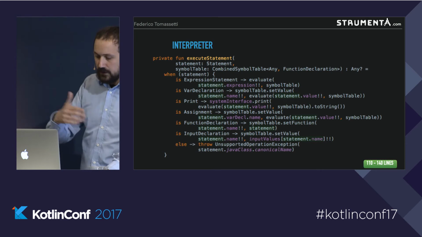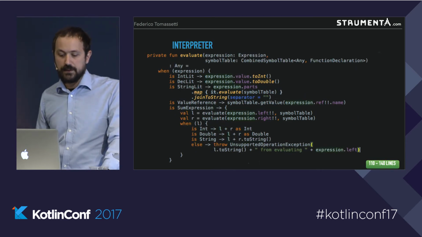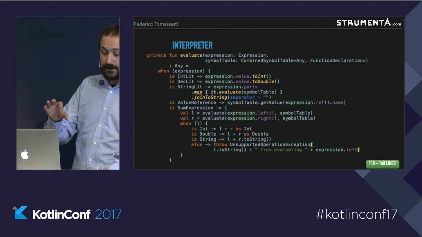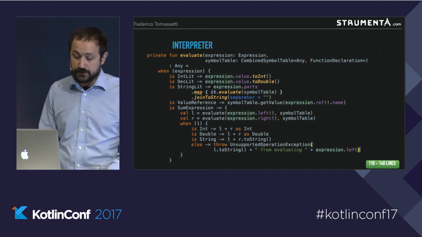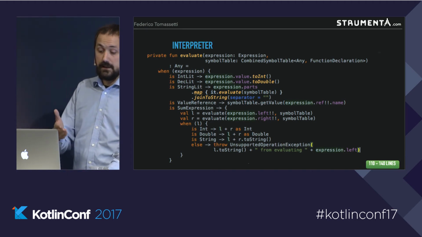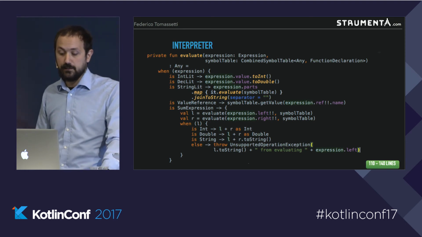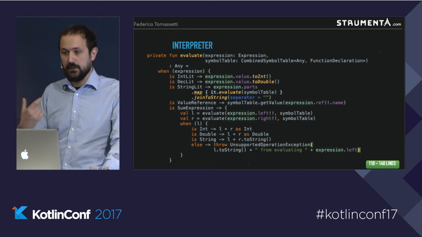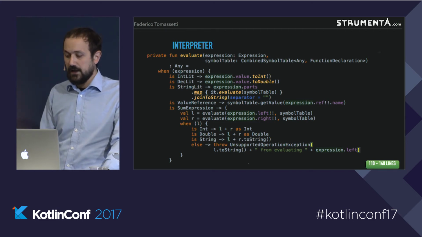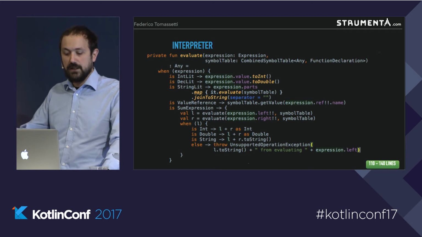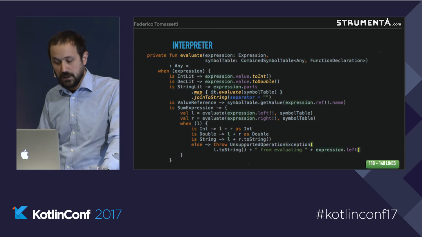Now, the other task of an interpreter is evaluating expressions. We can see how we can evaluate some of the expressions. So we have things like integer literals and decimal literals. They are quite simple because they carry with them the value. So if I encounter the value 1 in the code, well, the result of evaluating 1 is 1 itself.